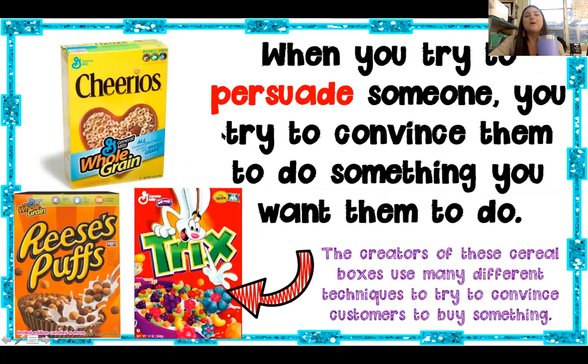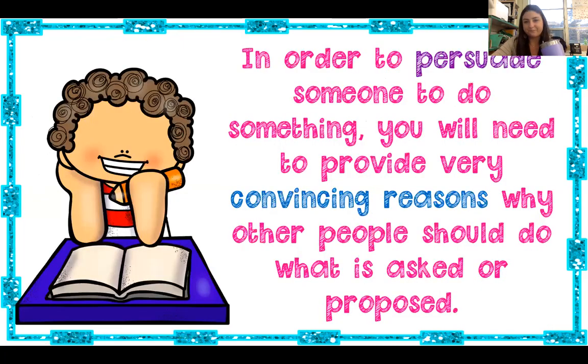Okay, so when you try to persuade someone, you try to convince them to do something you want them to do. The creators of these cereal boxes use many different techniques to convince customers to buy something. They might have a silly character, or Reese's Puffs has like a jingle or a rap. In order to persuade someone to do something, you'll need to provide very convincing reasons why other people should do what is asked or proposed. So I can't just say, I think we should have French fries every day because I said so.